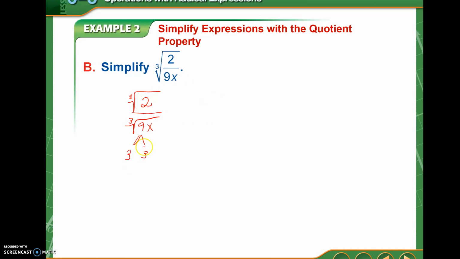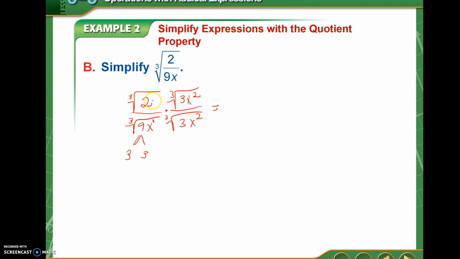So we know we're going to need one more 3, so we're going to go ahead and multiply top and bottom by the cube root of one more 3, so we can get another 3 down here. And then this x is 1 x, and we need 3 x's to take the cube root, so we need 2 more x's. So again, we're multiplying by 1, so we haven't changed anything.